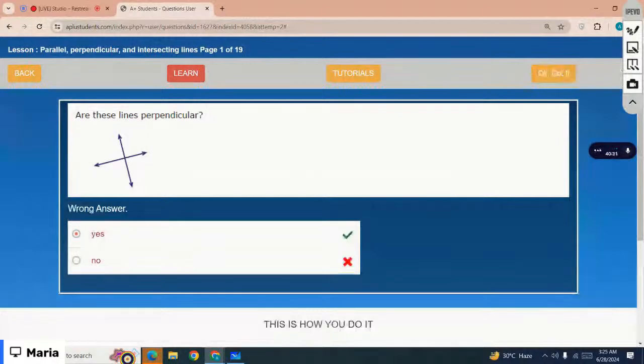Perpendicular lines are the ones that have an angle that is exactly 90 degrees, right? So where is the angle that is exactly 90 degrees? So yes, that is perpendicular lines, right? The correct option is perpendicular.